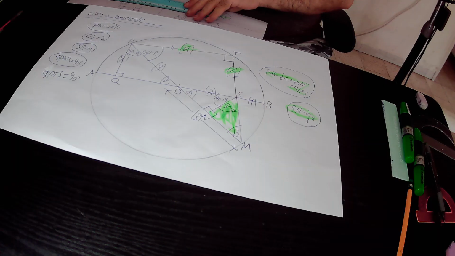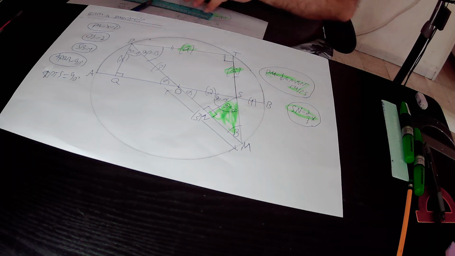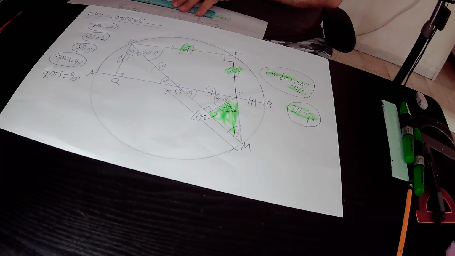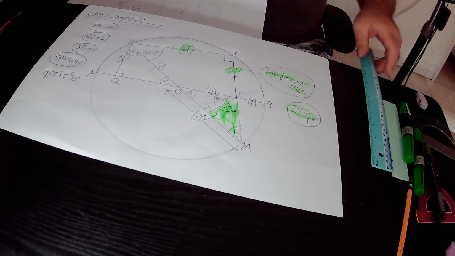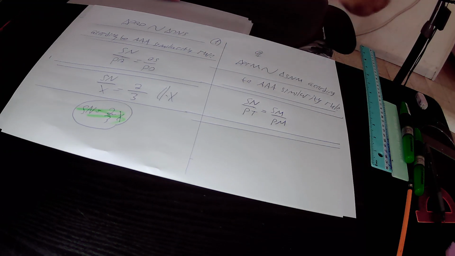So to repeat again, from the fact that those two right triangles are similar to each other, we will derive that the following relationship exists between their sides. We will derive that side SN of the small green triangle SNM over side PT of the big right triangle PTM is equal to side SM of the small green triangle SNM over side PM of the big right triangle PTM.